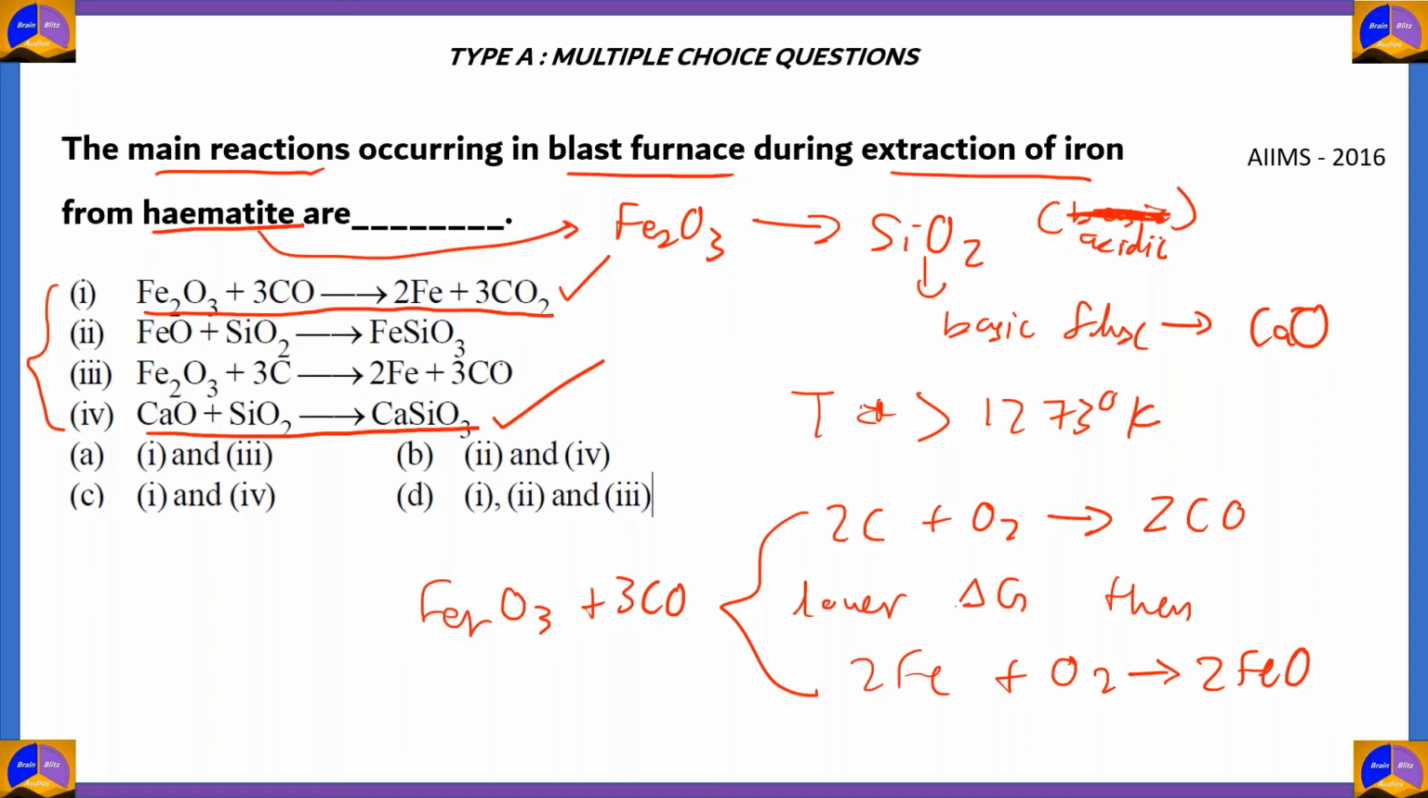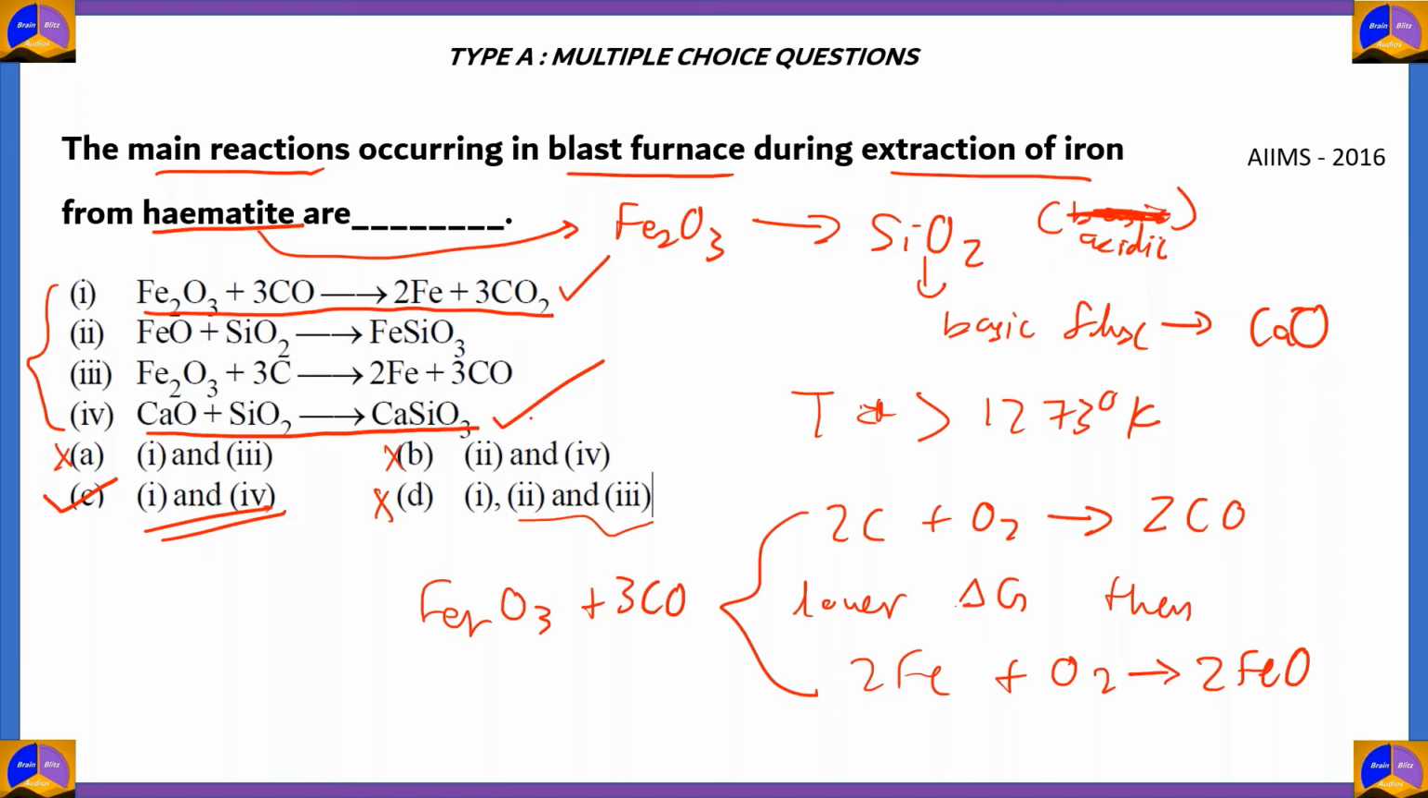Note that the other reactions can occur. However, for our specific condition for hematite that happens greater than 1273 degrees Kelvin, we only get reactions 1 and 4. So option C, reactions 1 and 4, gives you the right answer. Option A is incorrect because it states reaction 3 comes in, and option B says reaction 2 comes in instead of 1, and option D says 1, 2, and 3 are involved, where 2 and 3 are actually not. So option D is also incorrect. The right answer is option C, 1 and 4.